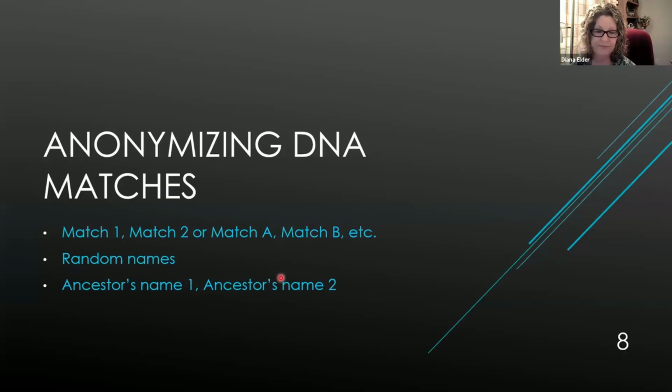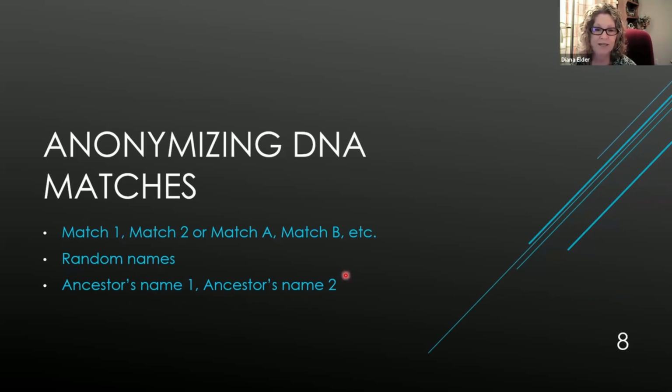So there's a lot of different names you can use for anonymizing your DNA matches. Some people just use something simple, match one, match two, match A, match B. You could just give them random names. If you're writing a lot about a match in a report, it's probably easier for your reader to understand a name than to say match one or two. Or you could also do what I did and take the ancestor's name and have the name one and then name two so that we know who the descendants are coming through, an independent child line.